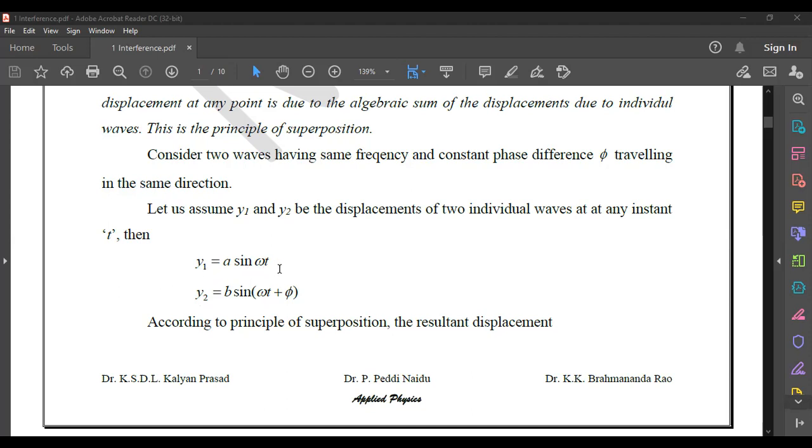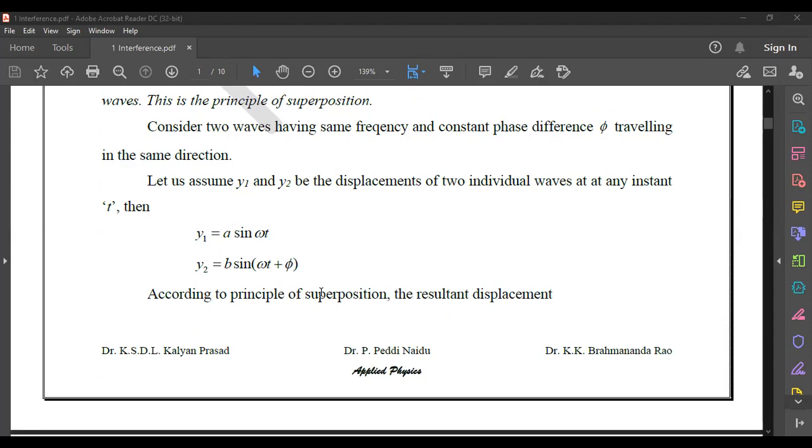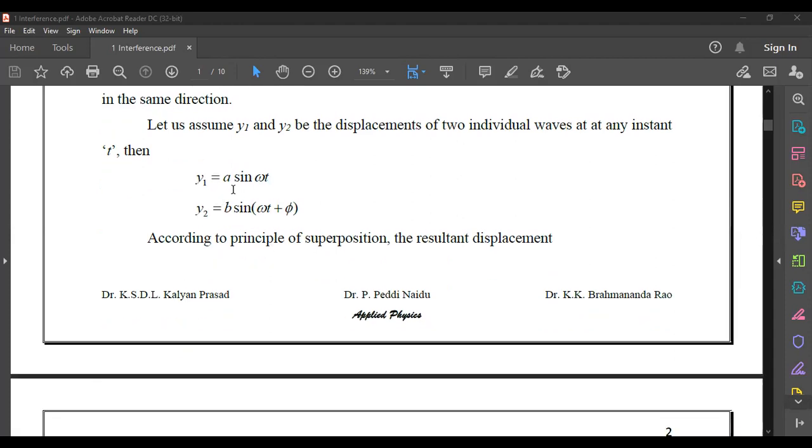y1 is equal to A sine omega t. This is the displacement of one wave. And y2 is equal to B sine of omega t plus phi. This is the displacement of the second wave. I will explain each term. A is the amplitude of the first wave, omega is the angular frequency, and t is time. In the second wave, B is the amplitude, omega is the angular frequency, and t is time, and phi is the phase between these two waves.